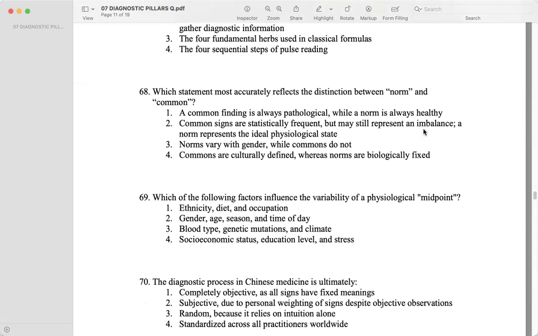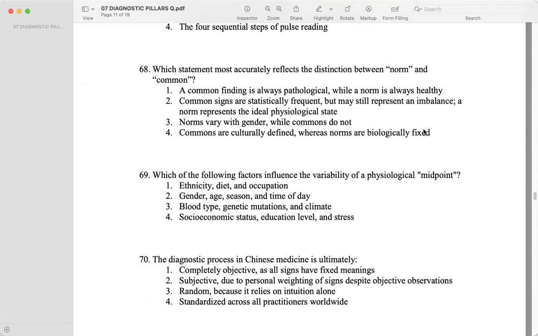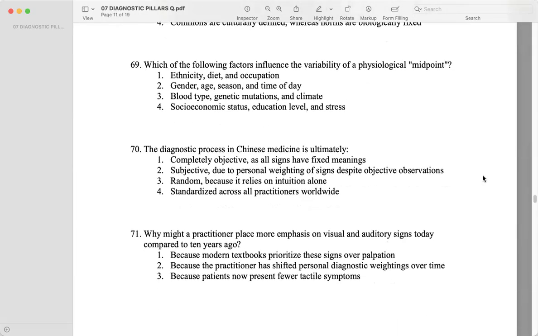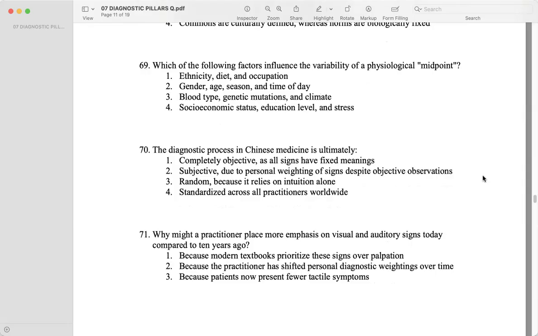Which statement most accurately reflects the distinction between norm and common? Common signs are statistically frequent, but may still represent an imbalance. A norm represents the ideal physiological state. Which of the following factors influence the variability of a physiological midpoint? Gender, age, season, and time of day.